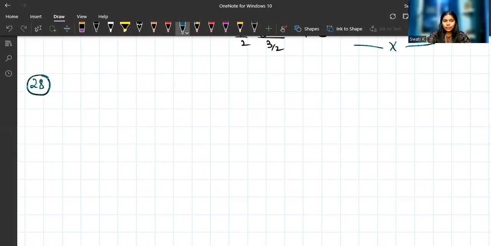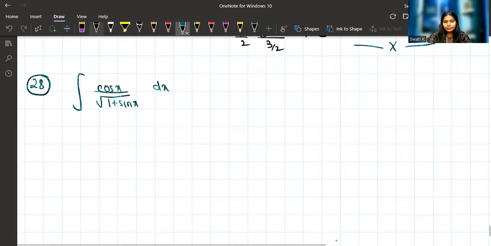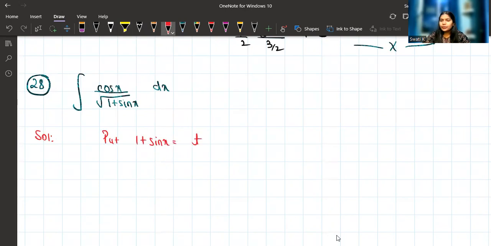28th question. So in the 28th question, we have to integrate cos x upon root over 1 plus sin x dx. So this is the question. Now we have to integrate this. So what I'm going to substitute here, I'm going to put 1 plus sin x as t. So if I do the derivative, the derivative of 1 is 0 and derivative of sin x is cos x dx equals dt.